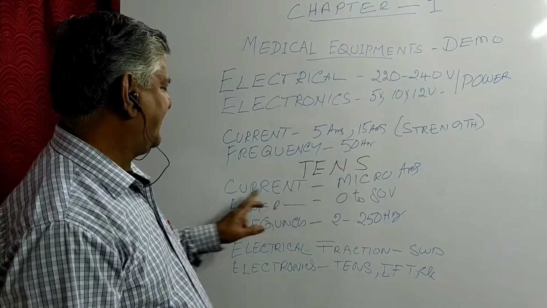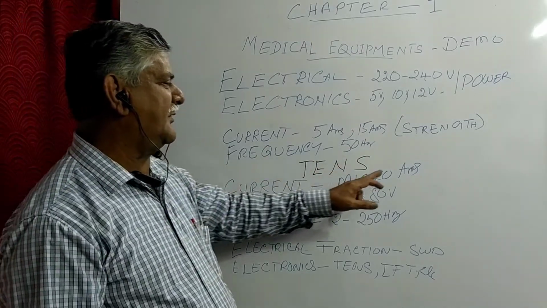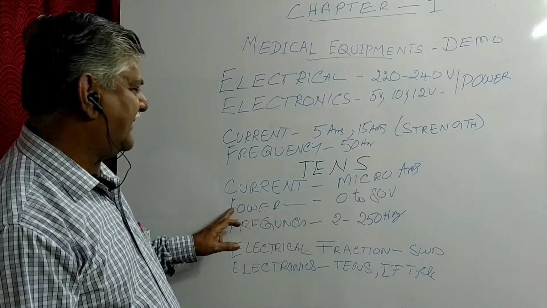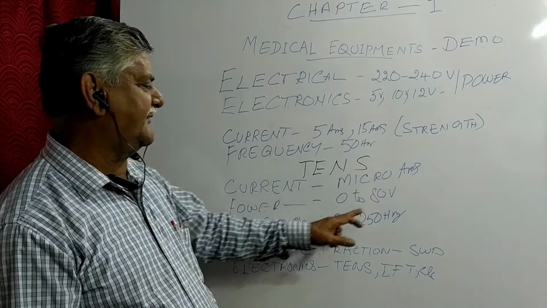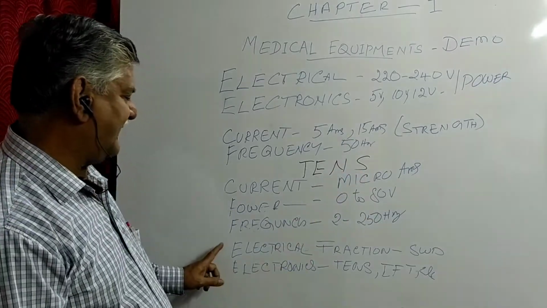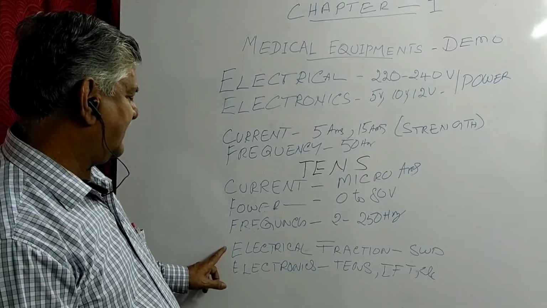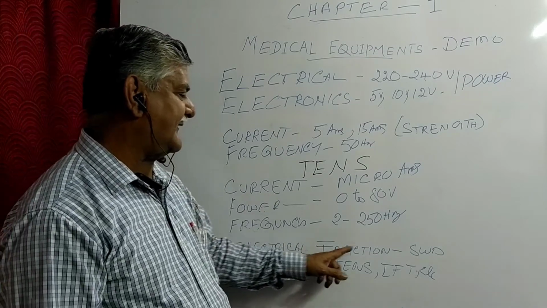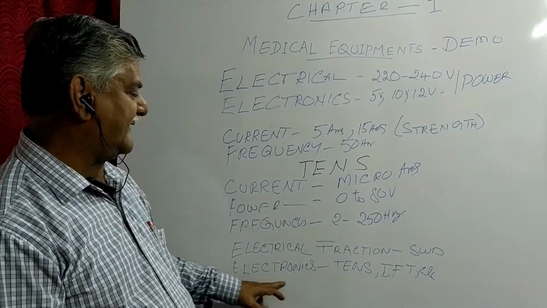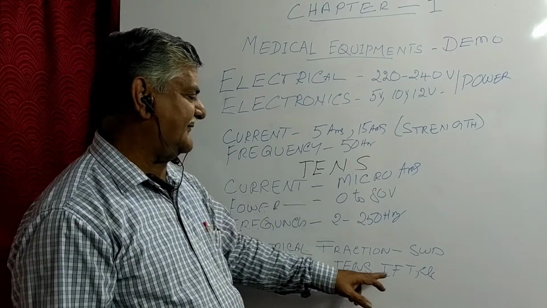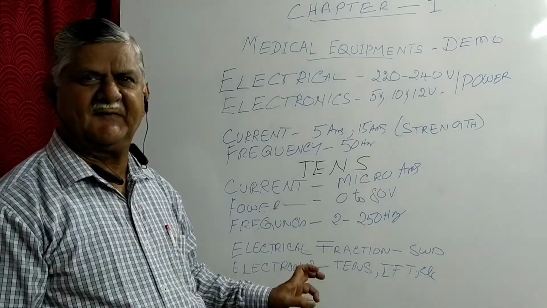For electronics, current is in micro amps. Power is 0 to 80 volt. Frequency is 2 to 50 hertz. See, actually, electrical current is mainly used in equipment like traction and similar devices. Electronics equipment comes under TENS and IFT because of the low voltage current.